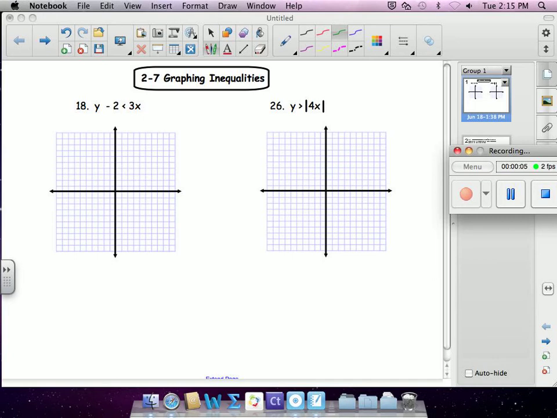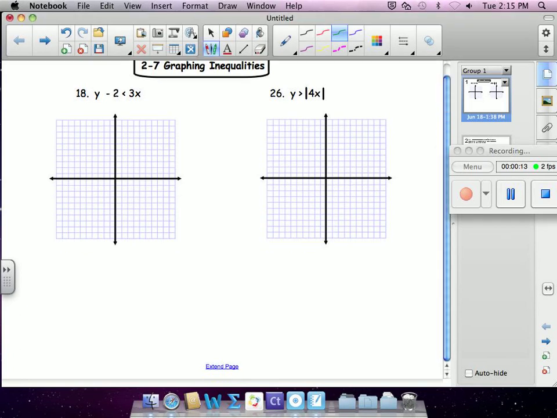In lesson 2.7, we start graphing inequalities. And when we graph inequalities, there's three usual steps that we'll go through. Anytime you want to make a graph, you need to have points. So step one is going to be treating it as though it doesn't even have an inequality. So I'm going to graph y minus 2 is equal to 3x.